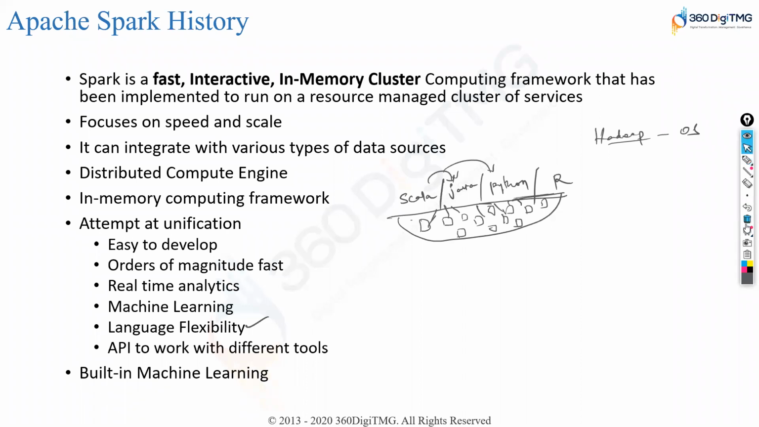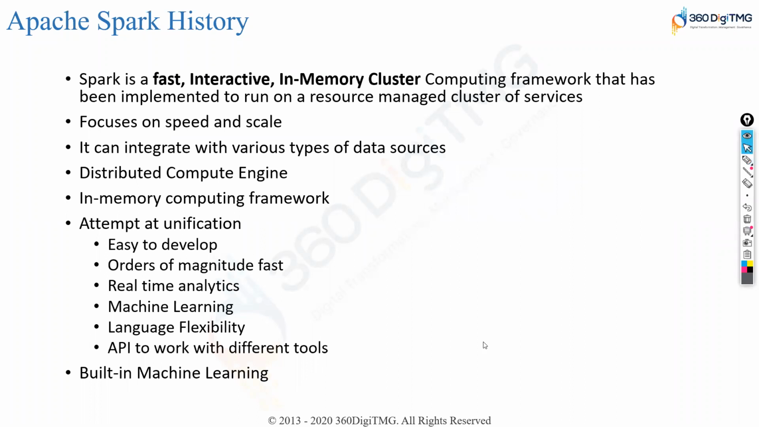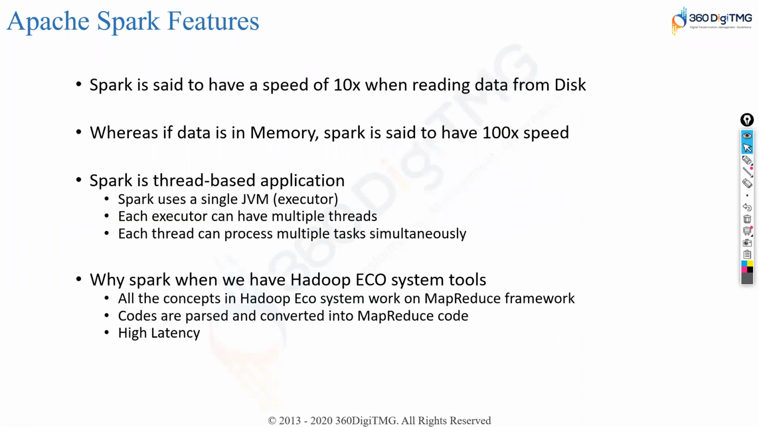It has built-in machine learning algorithms. Libraries are there. Right? So this is basically your Spark history or features. Spark is said to be 10 times faster. It can achieve 10 times speed when the data is getting executed for the first time. That means the data is getting accessed from disk. But thereon, once it accesses the data from disk, the data is getting loaded into memory.